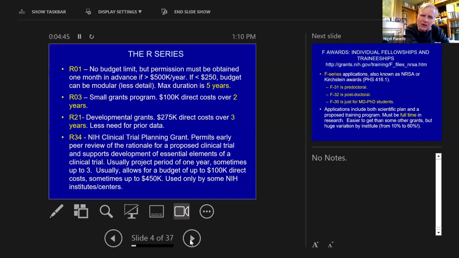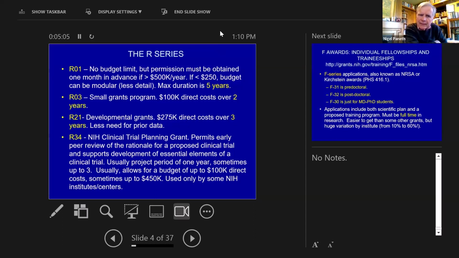Linked to that, the R03 is the small grants program. That's $100,000 over 2 years. This is good for some small projects, data analyses. As I'll show you in a moment, not every institute supports every grant format. So, depending on what you're researching, you have to pay attention to what the institute supports.